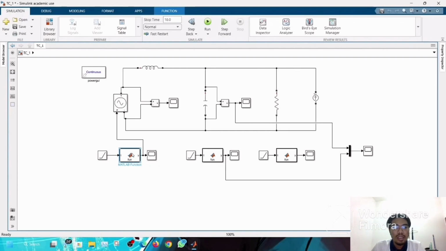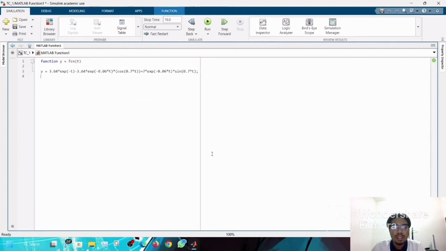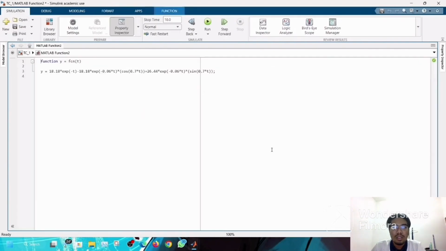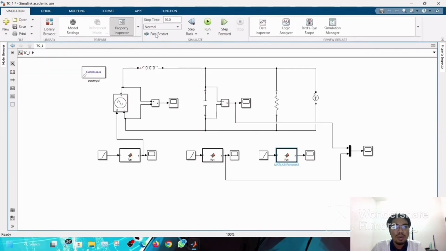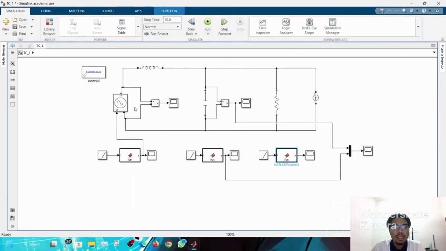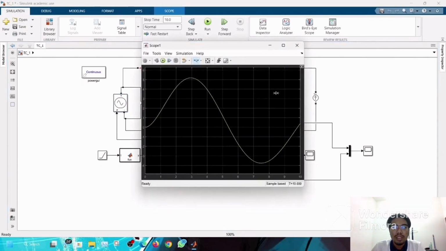So firstly we put this for 10 exponent negative t for question A. Before I forgot, this one is for question A, and this one equation for question B. So we click run to see the waveform, and then this is the waveform for control voltage source, and then this one waveform for capacitor.